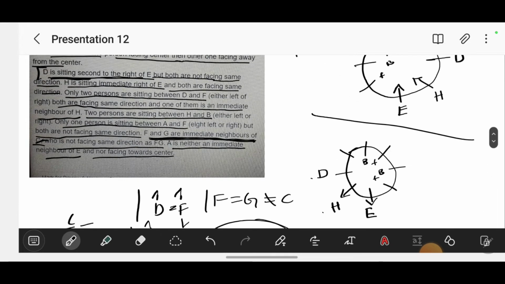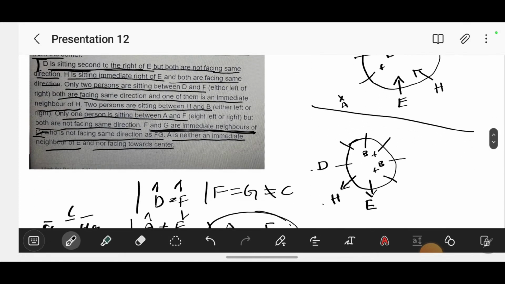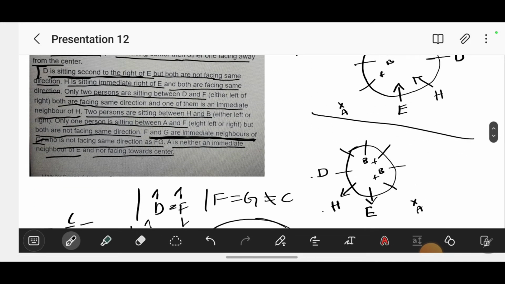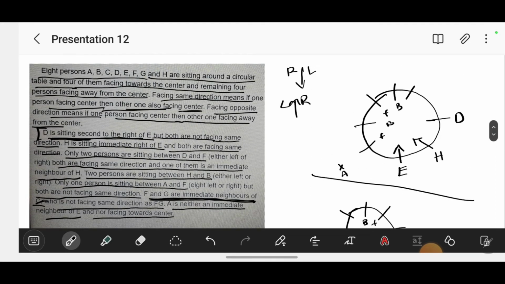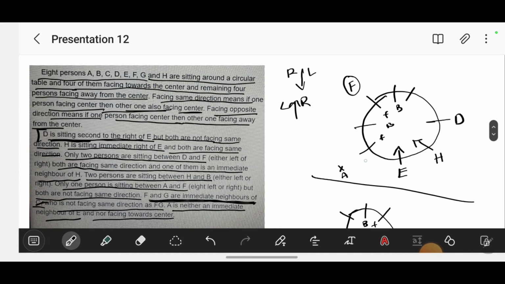And A is not an immediate neighbor of E. So if you take this, here we don't get A, and here we don't get A. So if we take this possibility, if in this case F is here, and in between F and A there is only one person, as we know this here. And A already said should not be here, so A is here, and between F and G there is C, right?